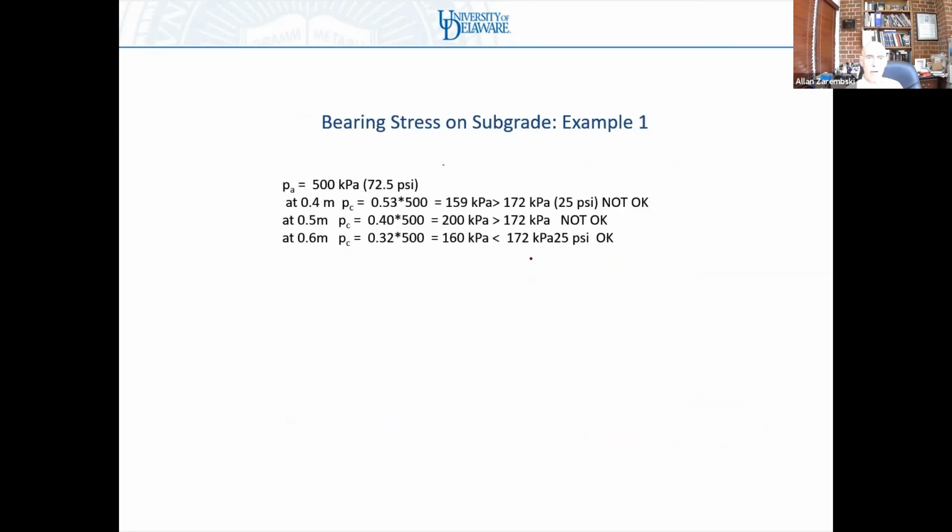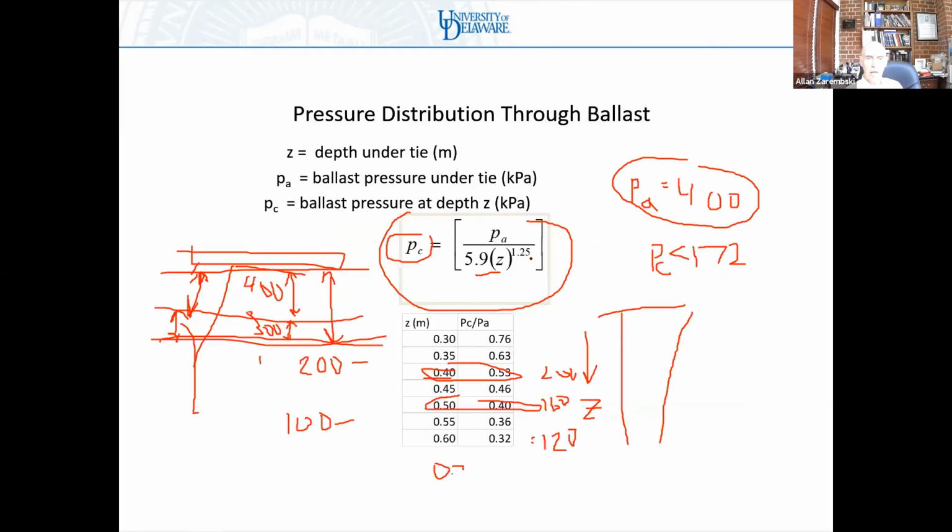Like all empirical equations, it's only valid for the range that it's been calibrated for. So it's pretty good in the range of about 0.3 to about 0.7. Less than about 0.3 meters and greater than about 0.75, 0.8 meters, it really starts going outside its range of calibration, and it starts introducing some errors.